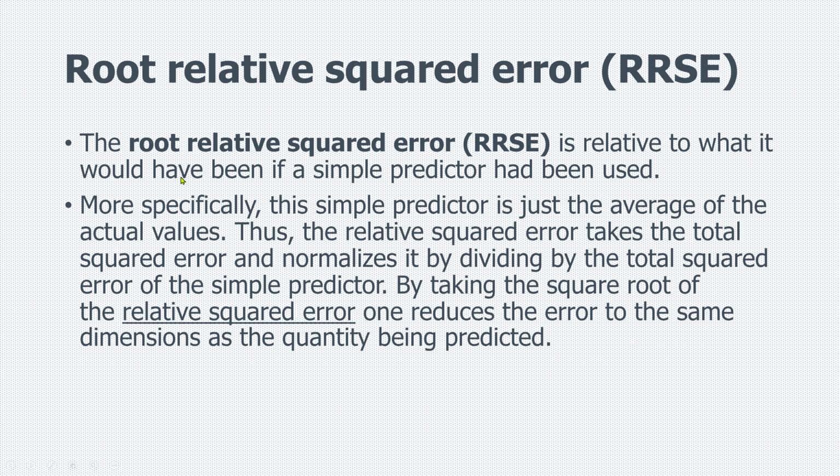We also have the root relative square error, which is relative to what it would have been if a simple predictor had been used. More specifically, this simple predictor is just the average of the actual values. Thus, the relative square error takes the total square error and normalizes it by dividing by the total square error of the simple predictor. Also, by taking the square root of the relative square error, one reduces the error to the same dimension as the quantity being predicted.